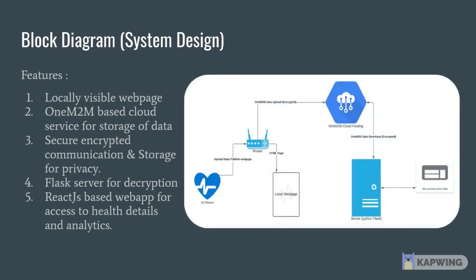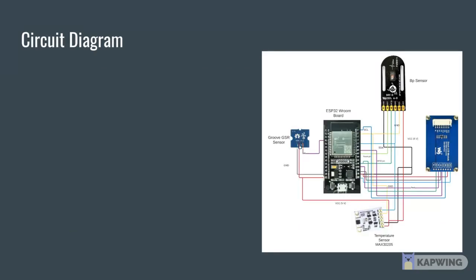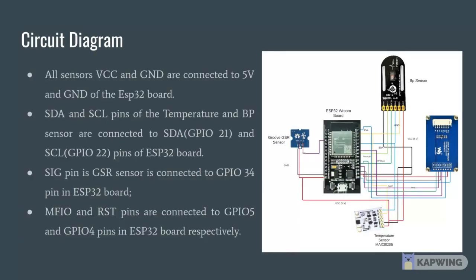The block diagram or the system design of the project is as follows. It has an IoT device connected to the 1M2M server or the ThingSpeak server via local internet connection. There is a backend server connected to a web application, and it downloads data from 1M2M for ML, analytics, and big data collection purposes.